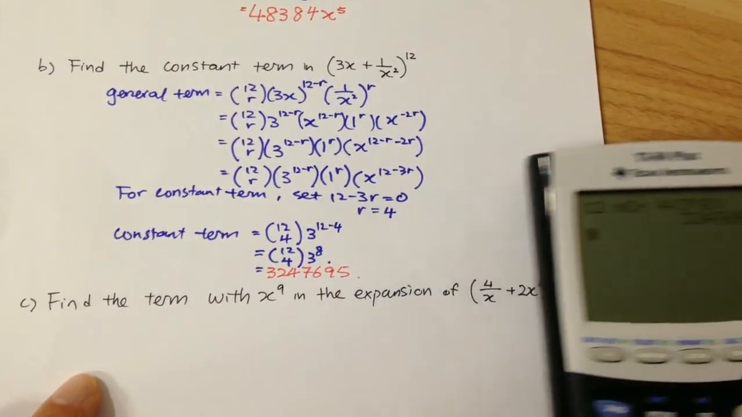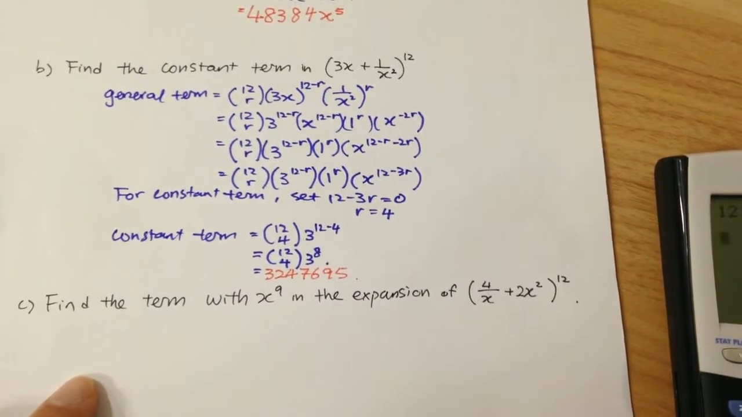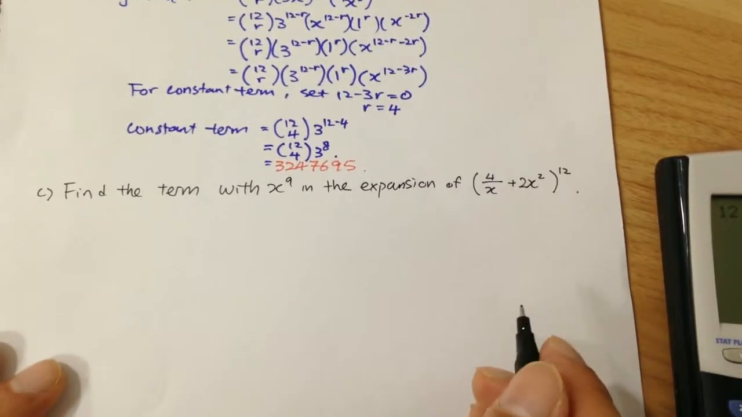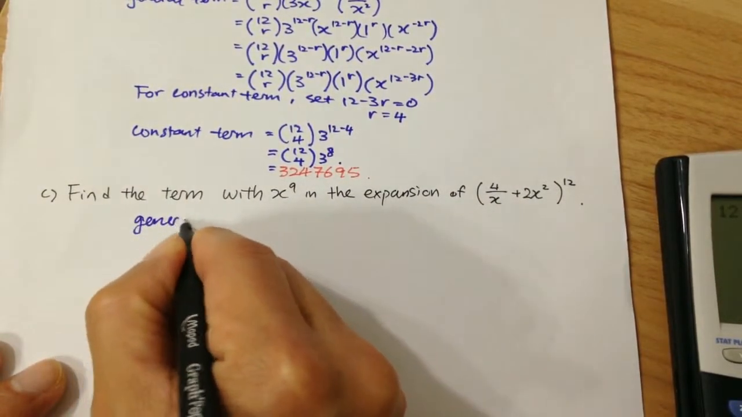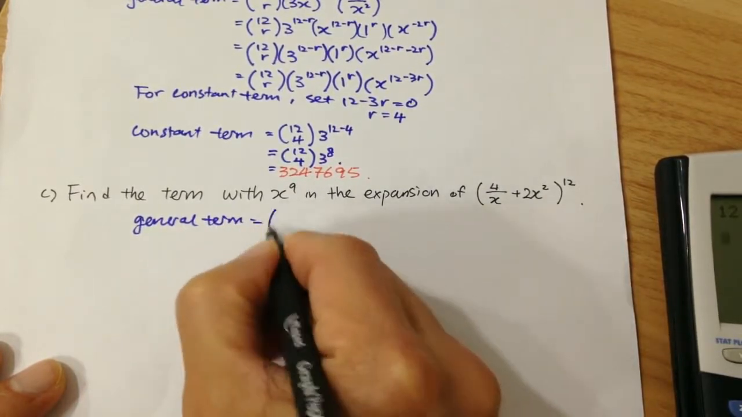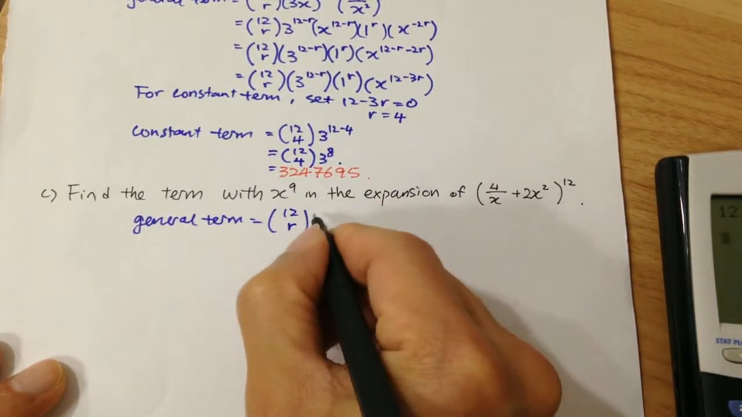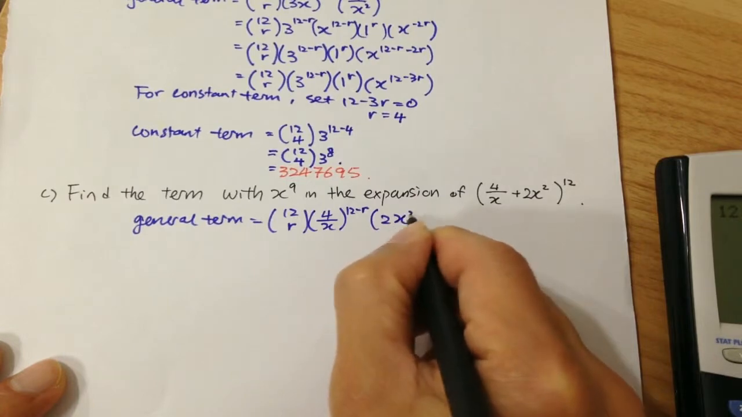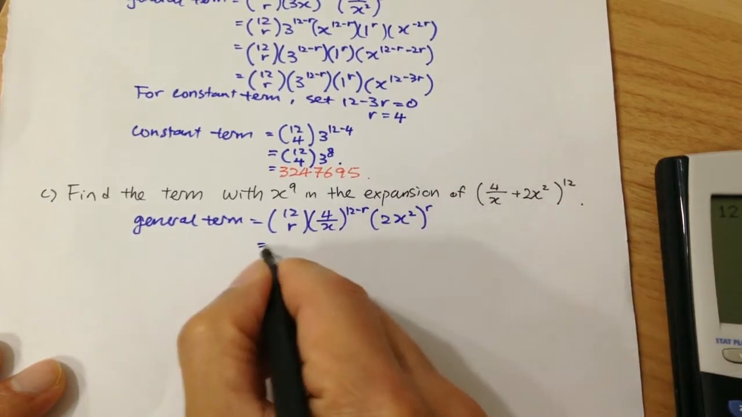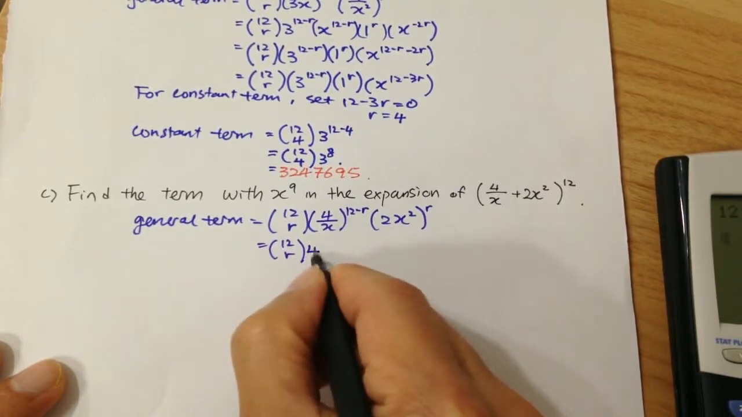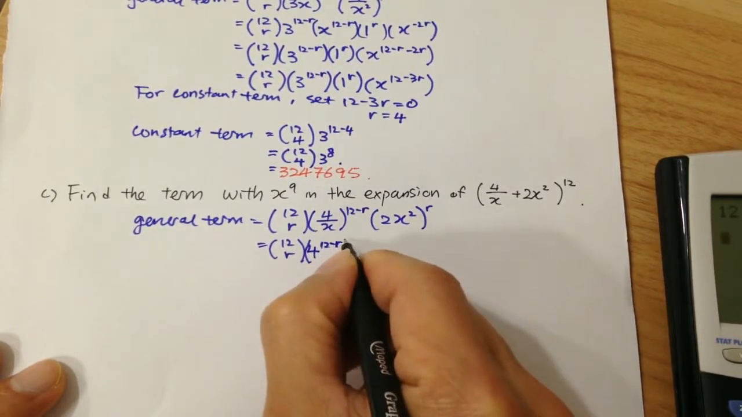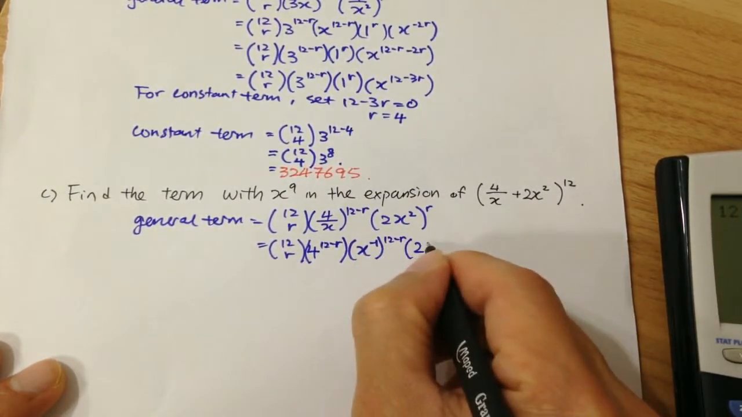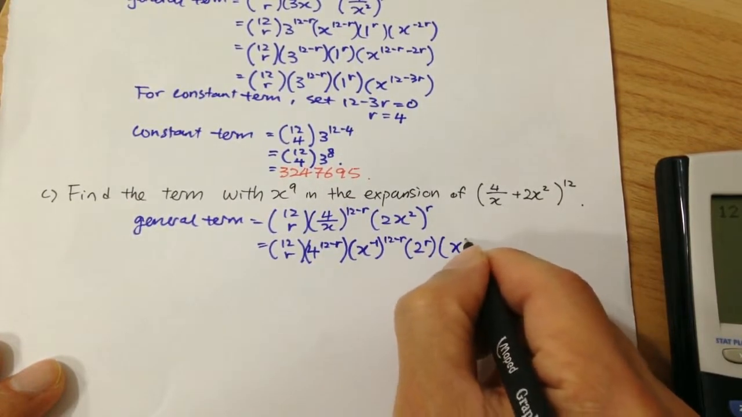Next, we consider question C here. Find the term x to the power of 9 in the expansion of this. All right. So again, I'm going to practice the general term method. So this is 12Cr again, and then (4 over x) to the power of 12 minus r, (2x squared) raised to the power of r. That gives 12Cr, 4 raised to the power of 12 minus r, x to the power of negative 1 raised to the power of 12 minus r, 2 raised to the power of r, and then x squared raised to the power of r.